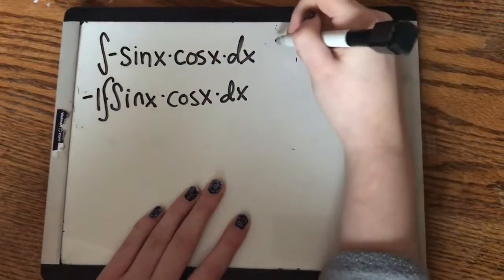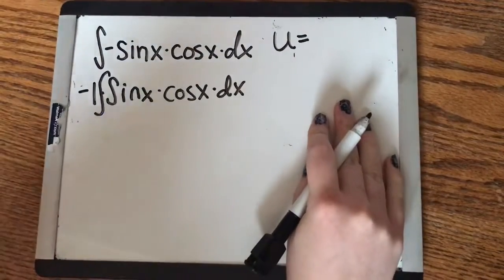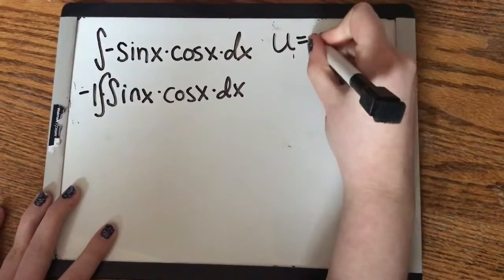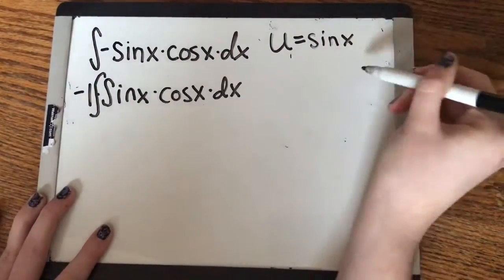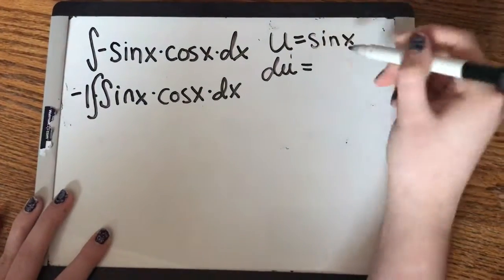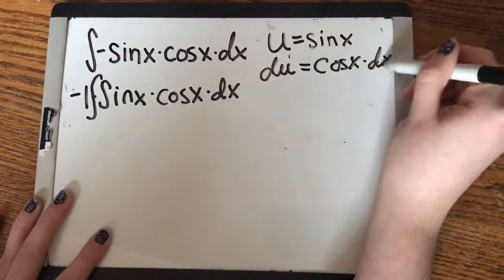And a u substitution, sometimes you have to pick one and guess and see if it works out. For this, I'll set u as sine of x. I take the derivative of both sides. Du equals cosine of x times dx.